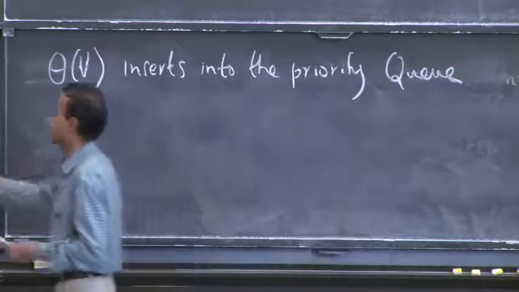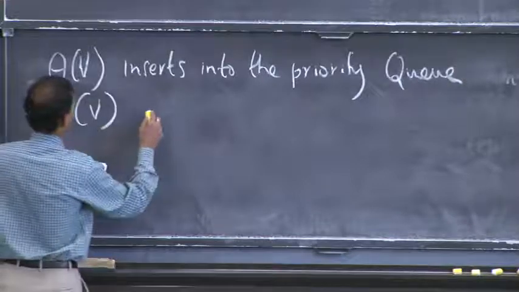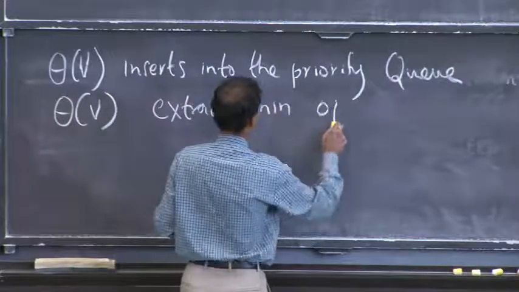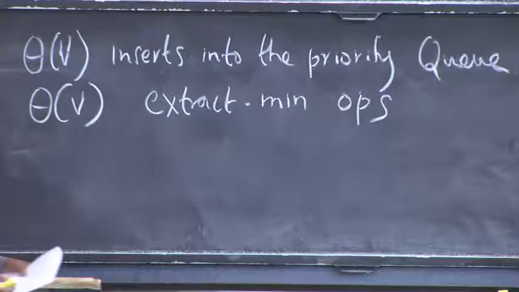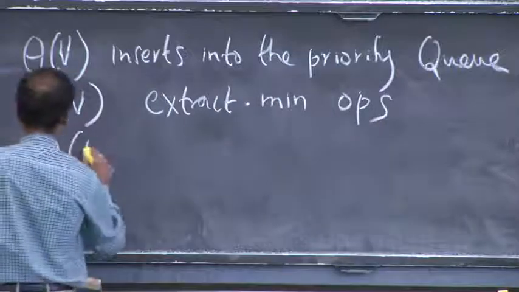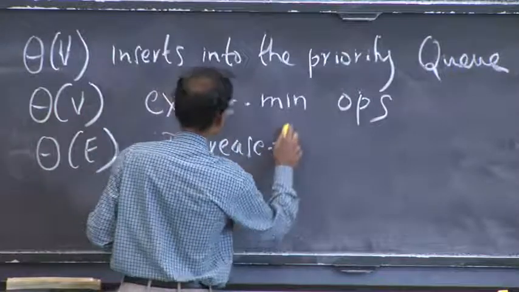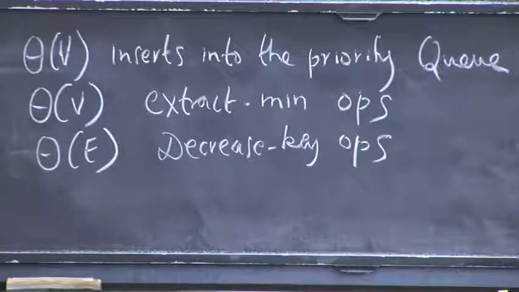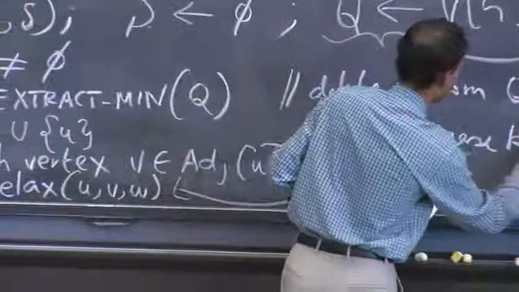And that's inserting things into the queue. I got theta V extract min operations. I'm only going to delete a vertex once, process a vertex once, and that's why I have theta V extract operations. And I have theta E decrease key or update key operations, because when I do a relax here, I'm decreasing the key.